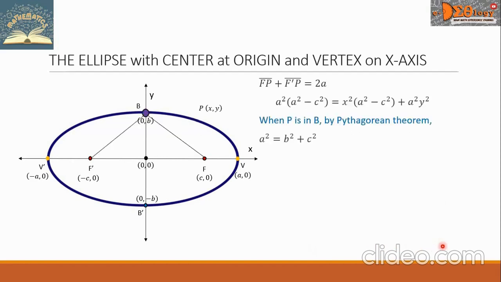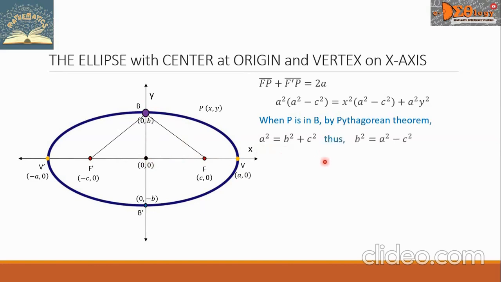Now, let us observe when it touches this B. From here, we can see that there is a right triangle here. This hypotenuse here will be equal to A. From this B up to the origin, this is of length B. And from the origin going to the focus, that will be length C. So by Pythagorean theorem, we say that A square equals B square plus C square.